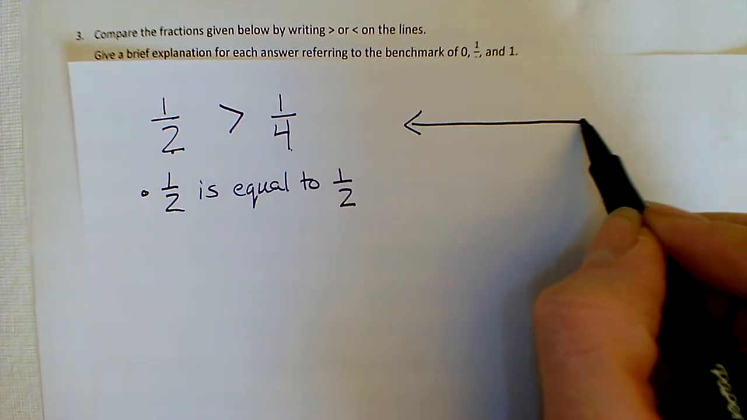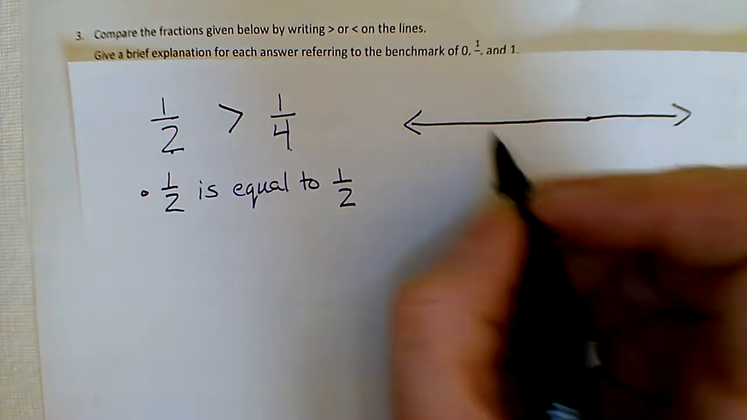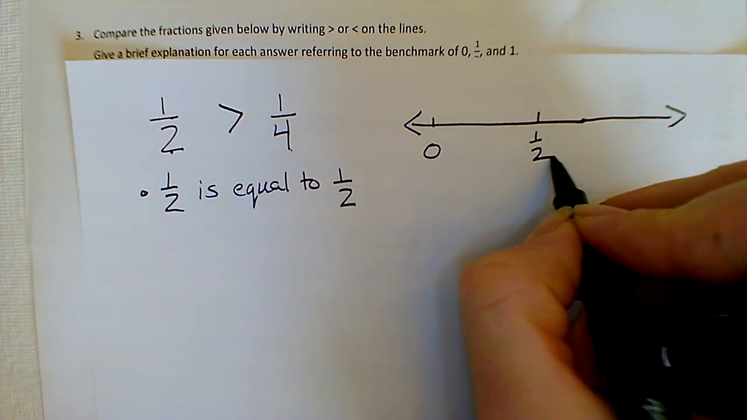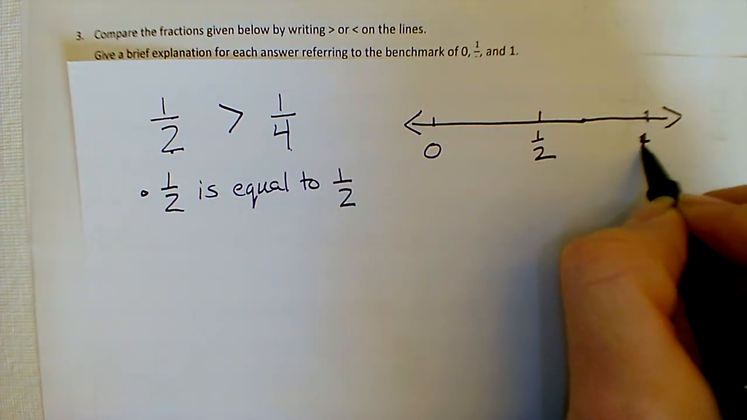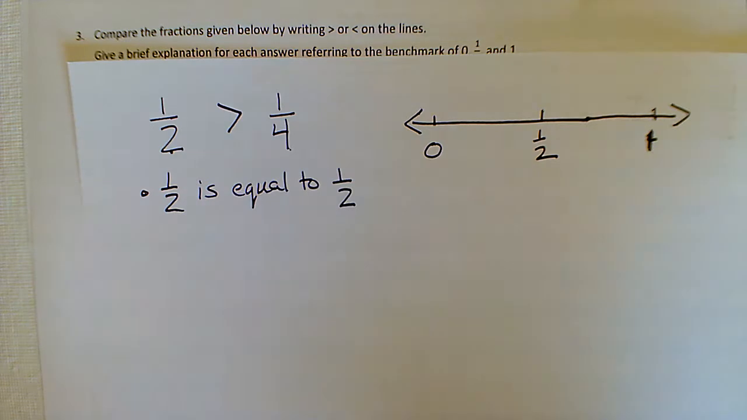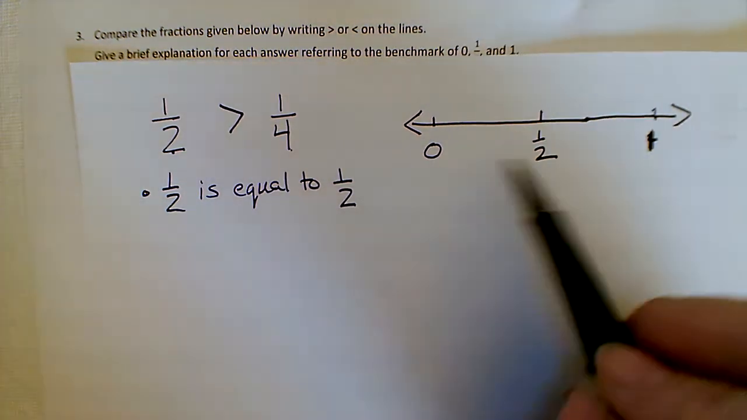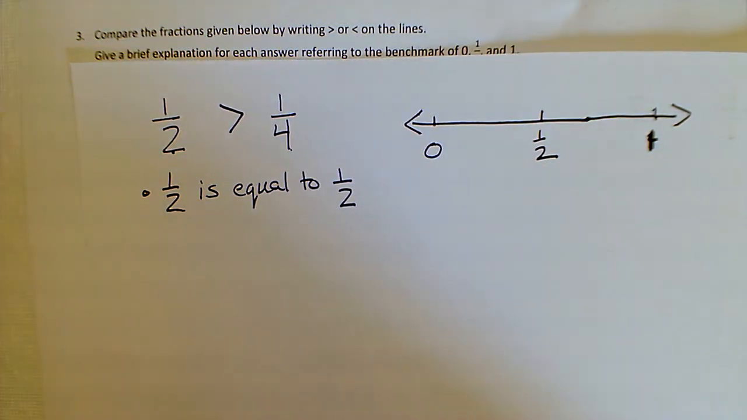If I were using a number line, remember that my number lines are always going to have the benchmarks of 0, 1 half, oh, and 1. That should be a 1. Sorry about that, guys. I got distracted hearing my girls in the other room. So I have 0, 1 half, and 1. Where would 1 fourth fall?